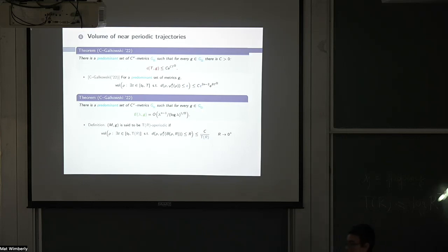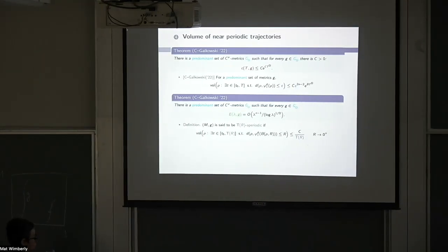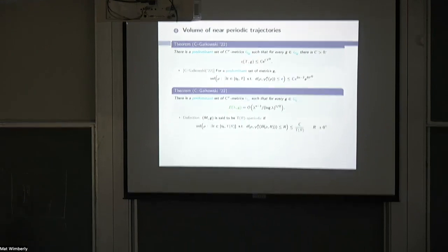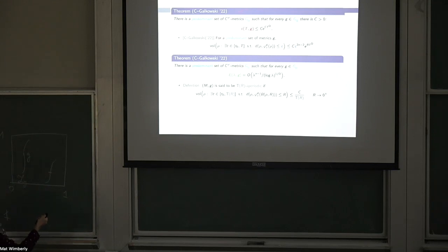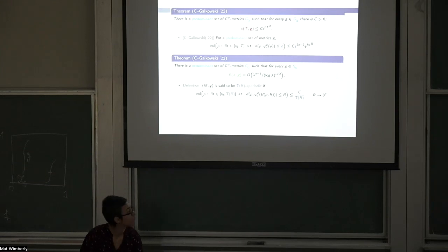So if in the set, I replace the epsilon inside with R, how different is that set from this? Good question. I'm going to talk about that in a second. This result implies this. Yeah. But let me now explain why.